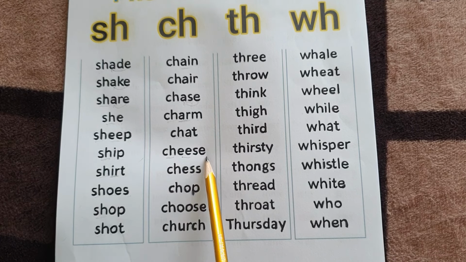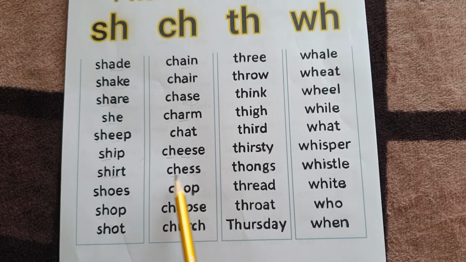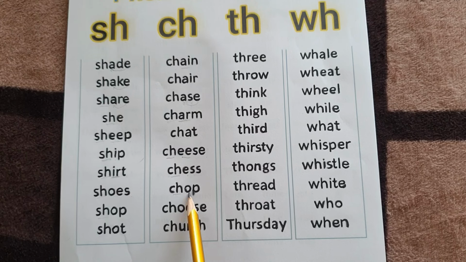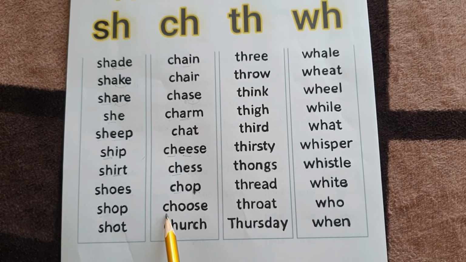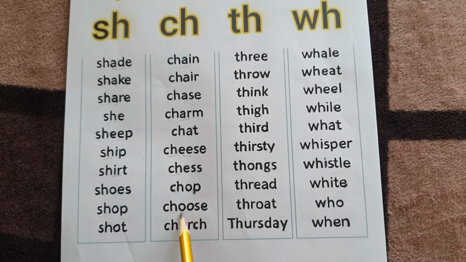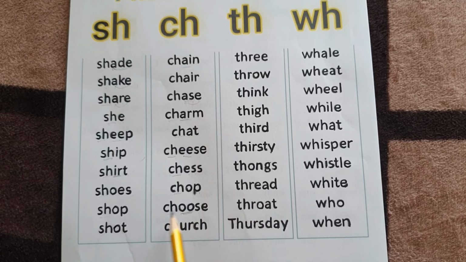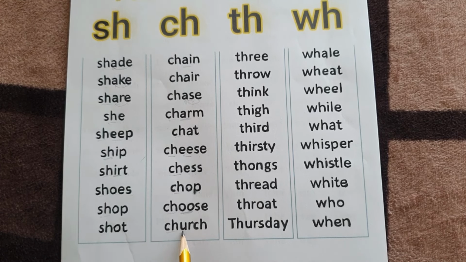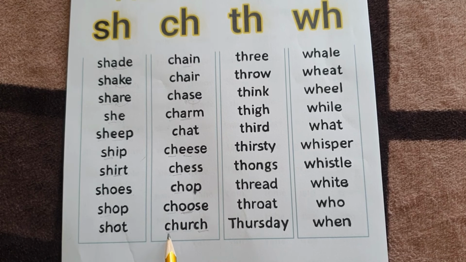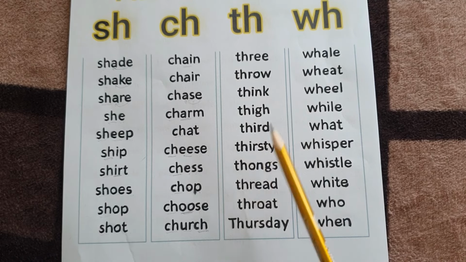And this e is silent. Ch, e, s, chess. Ch, o, p, chop. Ch, oo, another digraph. Ch, oo, s, choose. In this word, you can see three digraphs. Ch, ur, ch, church.